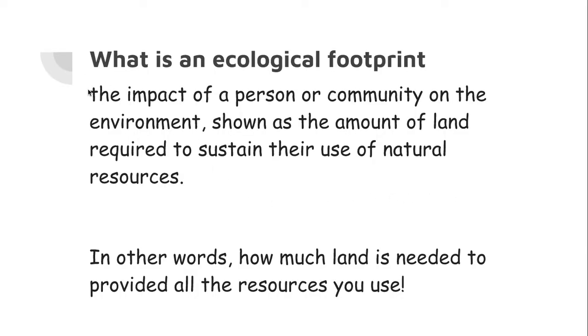Here's the fancy Google definition: the impact of a person or community on the environment, shown as the amount of land required to sustain their use of natural resources. And the unit they will use for the amount of land is called global hectares. I don't care if you remember that. If you're curious, one global hectare, which you'll see written as GHA, is equal to about 2.47 acres.